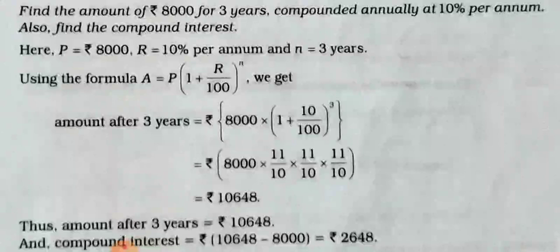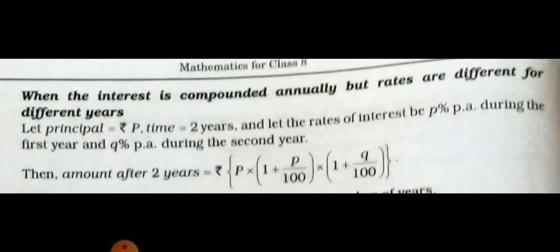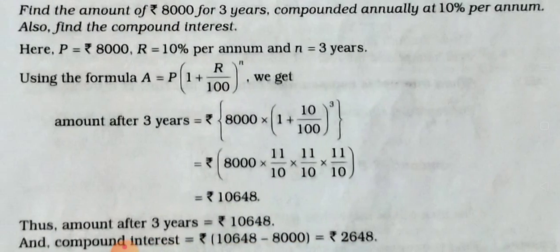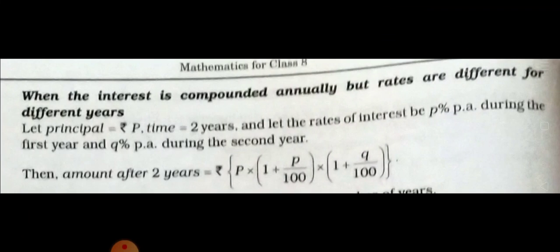Now let's see the next question. Okay, so before moving to our next question, there is one more case, that is when the interest is compounded annually but the rates are different. In the earlier questions we saw that the rate was the same for 3 years, 10% per annum, but if the rate is not the same for all the years, then how will we solve it? So let's see.